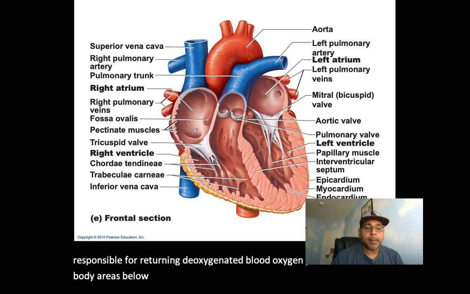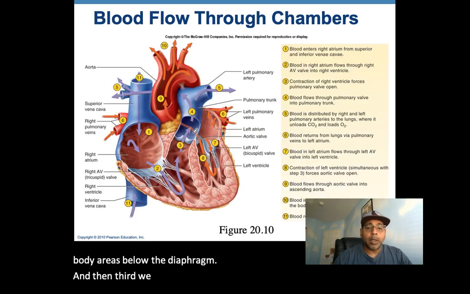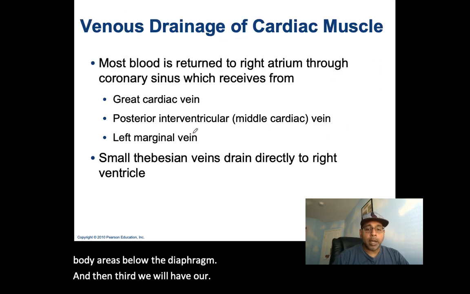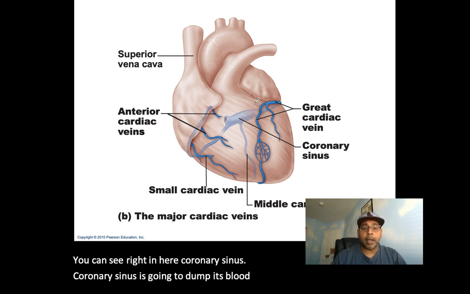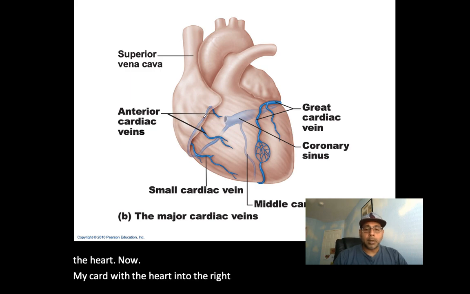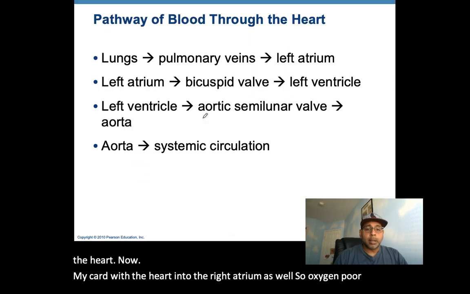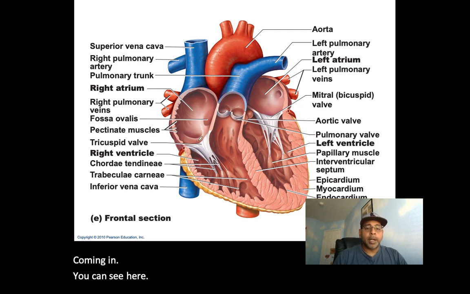Below the diaphragm. And then third, we will have our, you can see right in here, coronary sinus. Coronary sinus is going to dump its blood, which it's going to receive from the myocardium of the heart, into the right atrium as well. So oxygen-poor blood coming in, you can see here, 3 different ways.